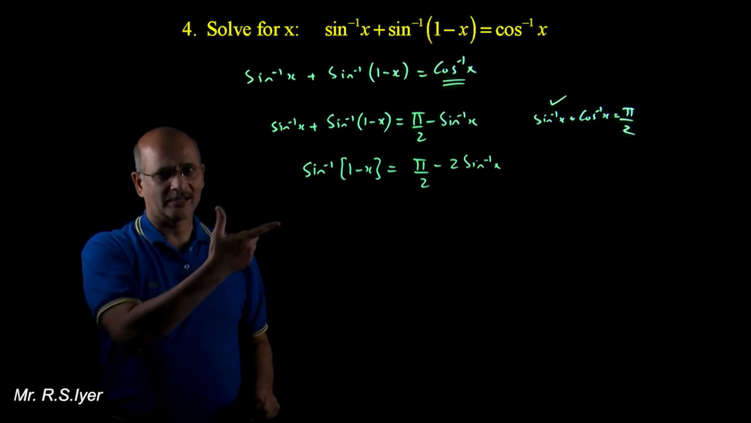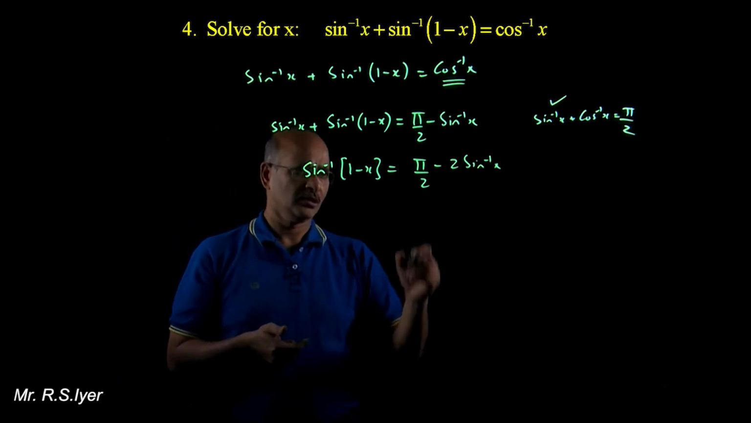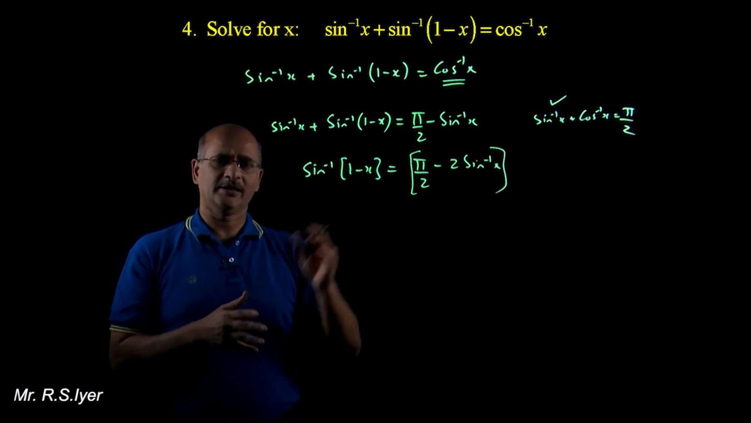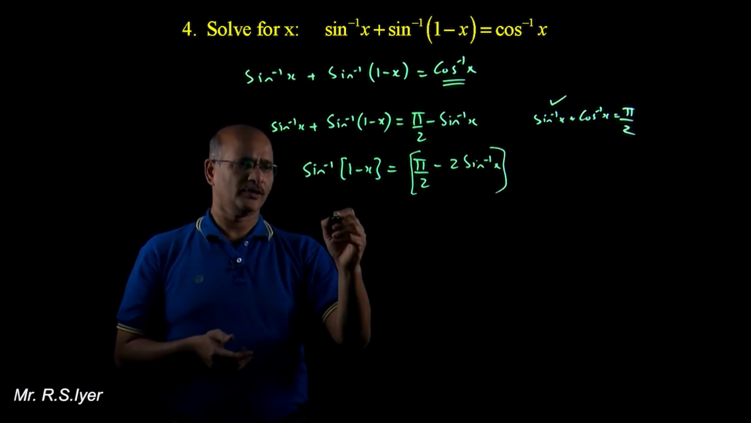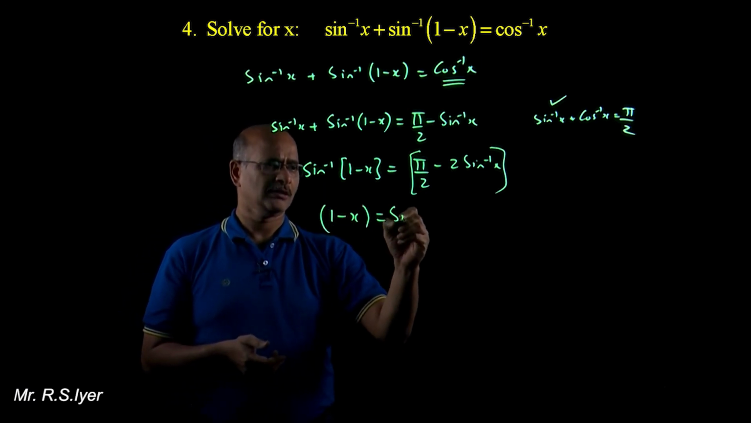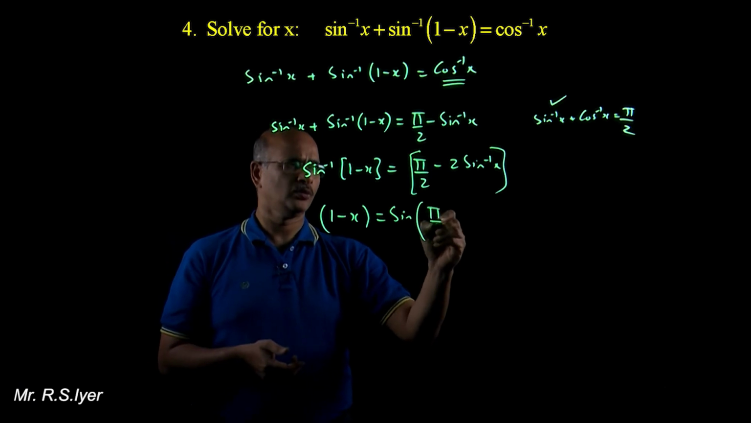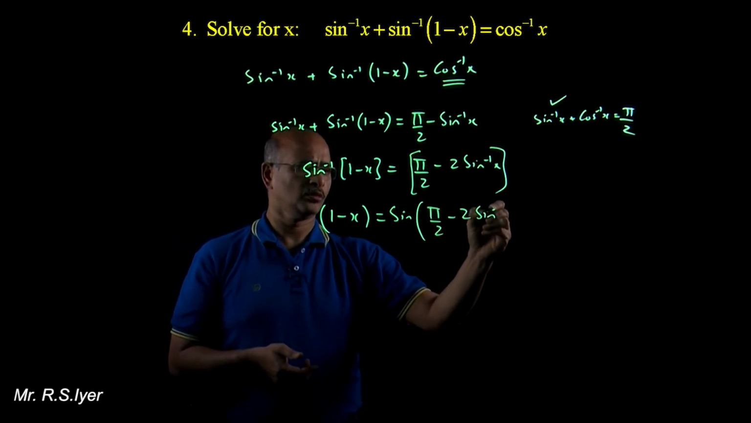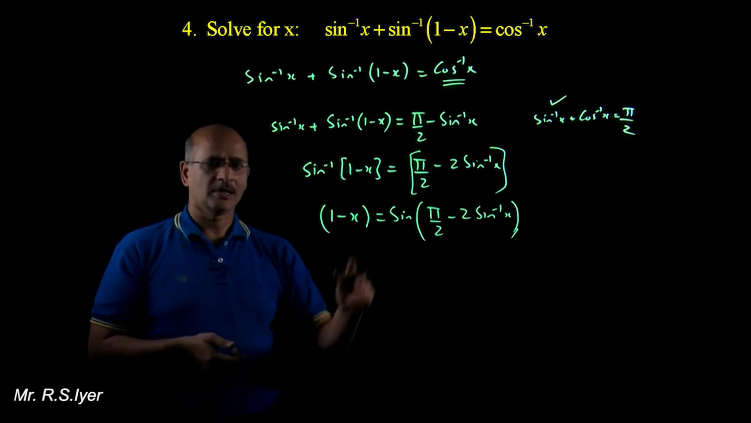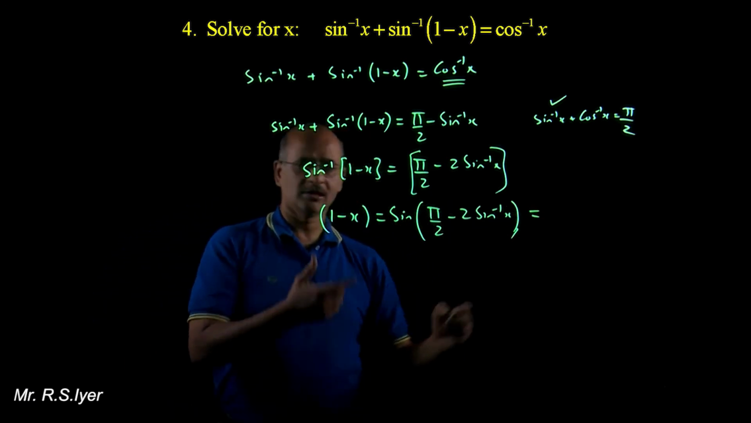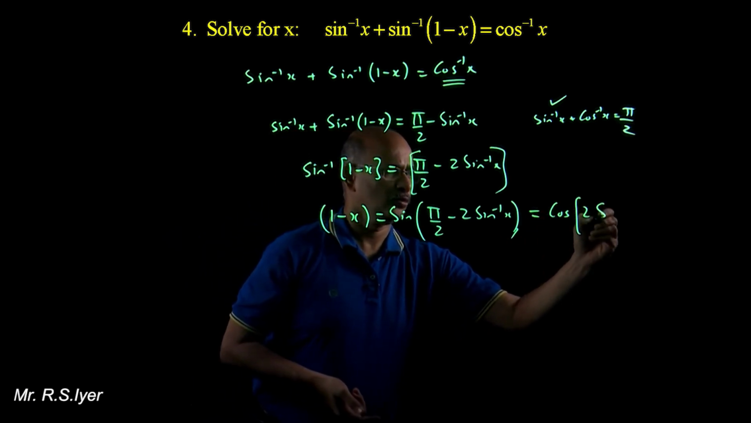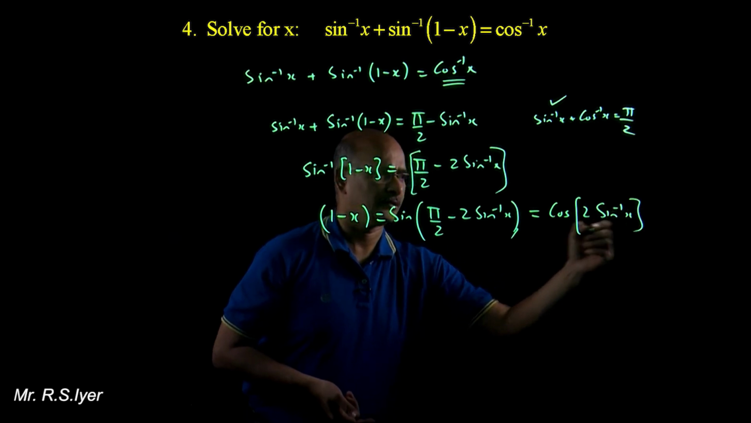Now, here the catch is, a very nice board question this is. Okay. Can I take this sine this side? Of course, I can take the sine this side. So, what happens over here? 1 minus x is equal to sine of (pi by 2 minus 2 sine inverse x). So, sine (90 minus theta) is nothing but cos theta. So, this will be cos of 2 sine inverse x.